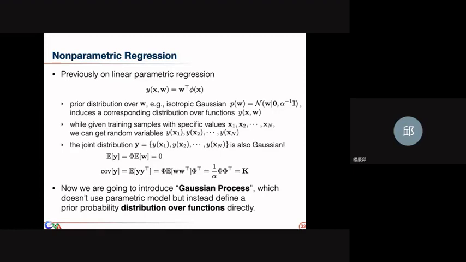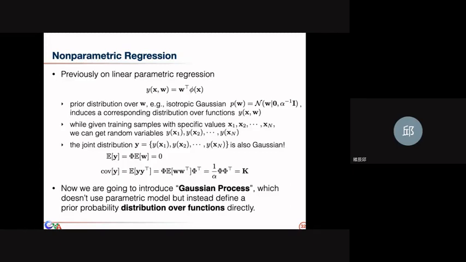So now we are going to... Okay. Well, before we introduce the Gaussian process, I would like to give you a high-level motivation, or we say the high-level intuition.